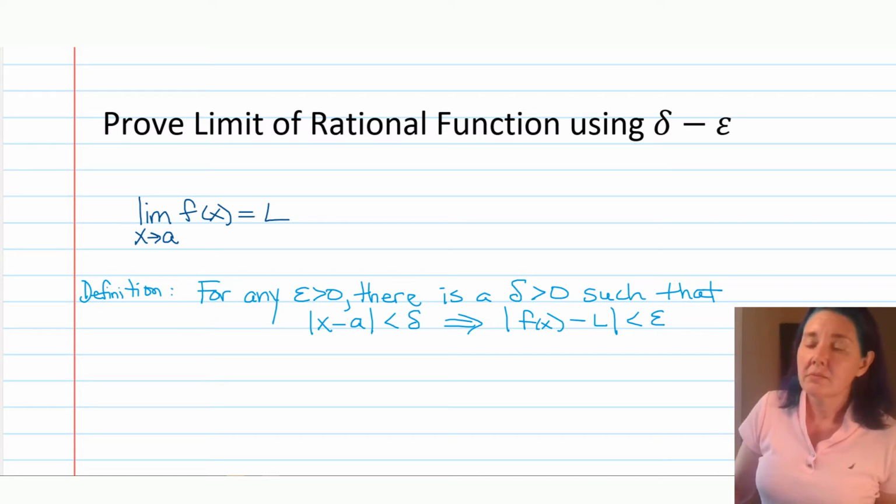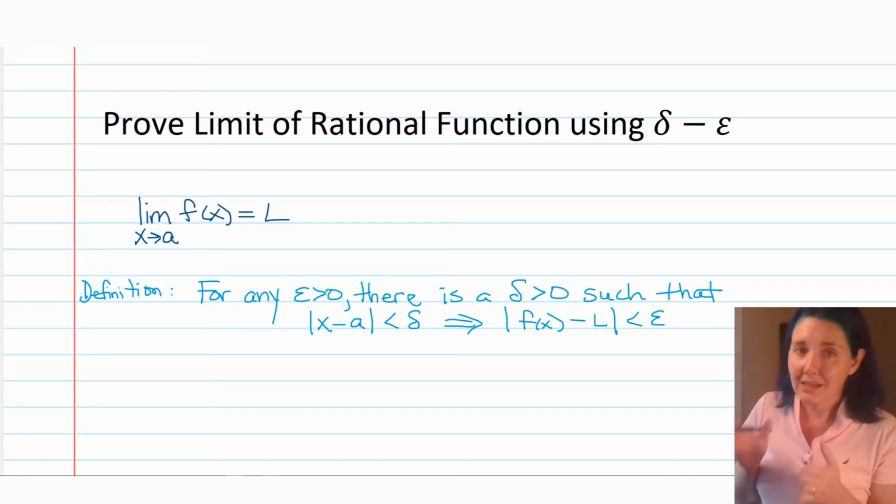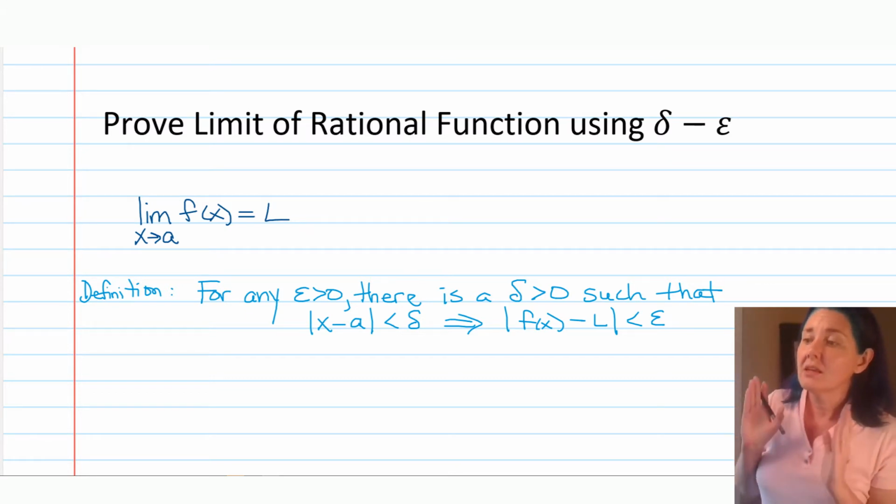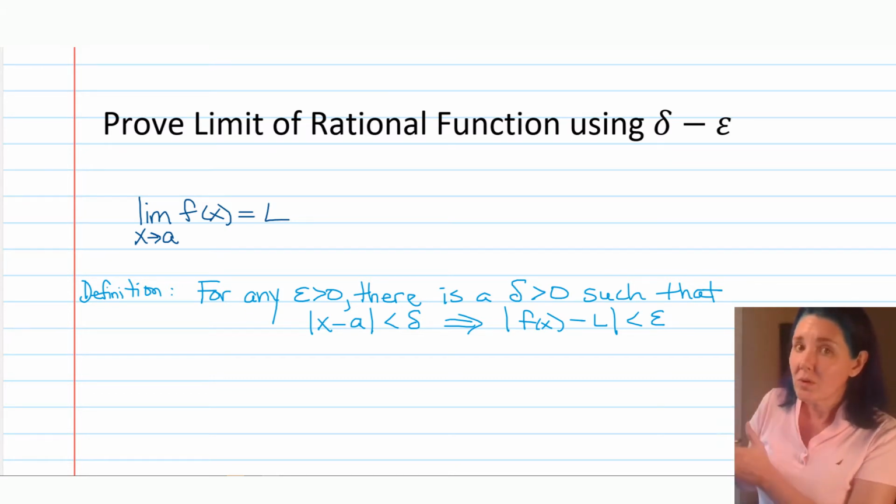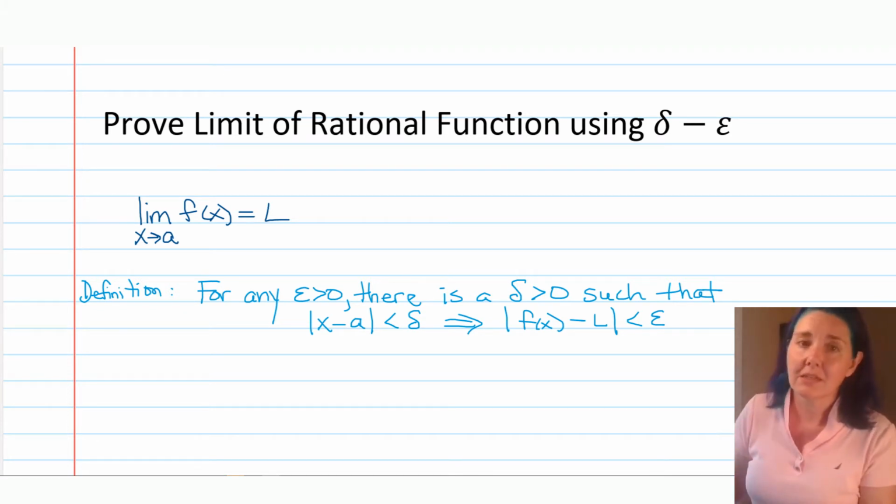The limit as x approaches a of f of x is equal to L means that for any epsilon greater than 0, there is a delta greater than 0, such that if the distance between an x value and a is less than delta, then the distance between the y value f of x and the limit value L is going to be less than epsilon.